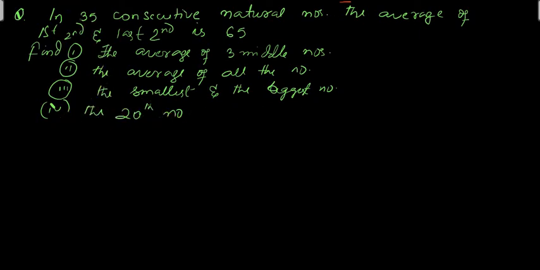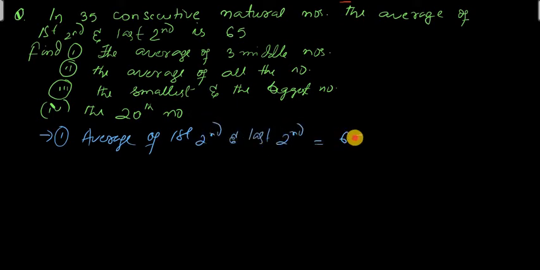There are 35 consecutive natural numbers. The average of the first and last, the average of the second and second-last, and so on, is 65. The average of the first and last, the second and second-last, and the three middle numbers is the average of all the numbers, 35 consecutive numbers. So the average is 65.